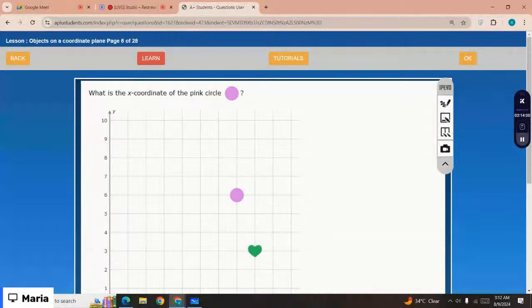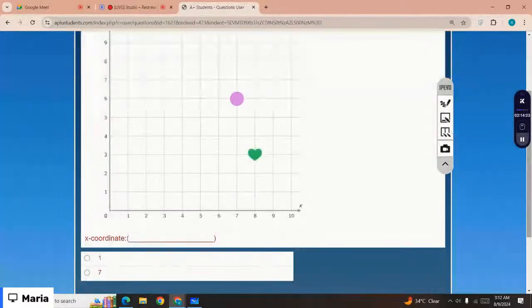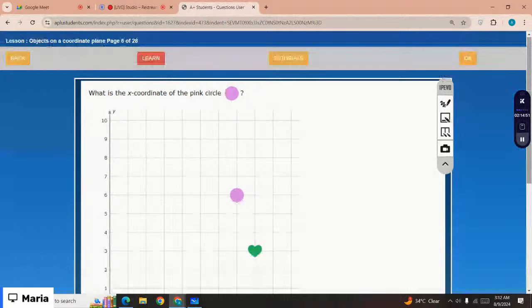What is the x coordinate of the pink circle? So which is the correct option? The correct option is 7. It is option number 2. Okay, you can complete the lesson by yourself today.